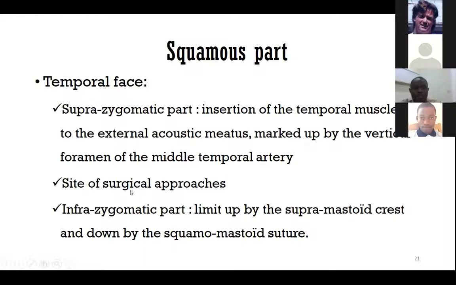It's the seat of surgical approach, like I said, the middle fossa craniotomy. That is one surgical approach we use much for acoustic neurinoma. That is the best way to do it because we avoid the lesion of other nervous structures of the petrous bone. The infrazygomatic part is limited up by the supramastoid crest and down by the squamomastoid suture.